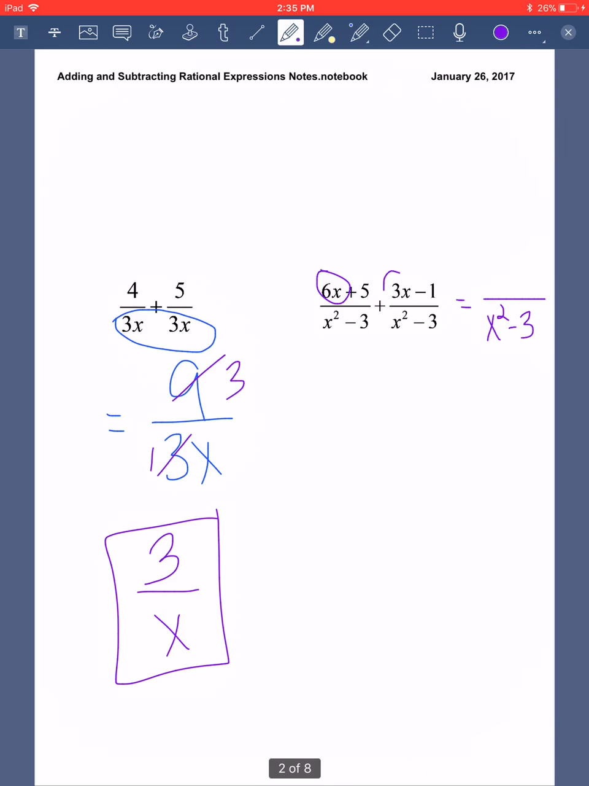So 6x plus 3x is 9x. And then 5 plus negative 1 is 4, so 9x plus 4. And then I look to see, can I factor any further? 9x plus 4 doesn't factor, and x squared minus 3 doesn't factor, so I end up with 9x plus 4 over x squared minus 3.